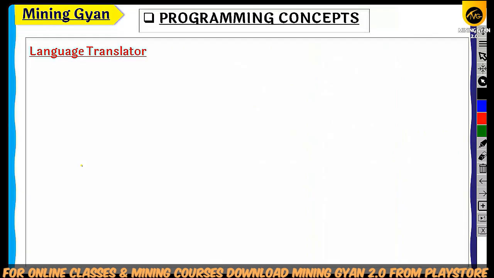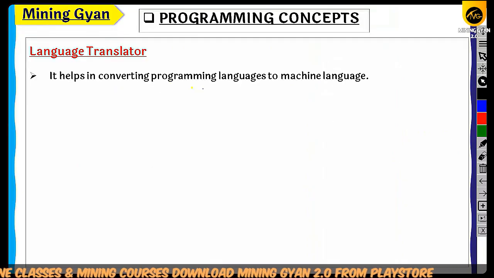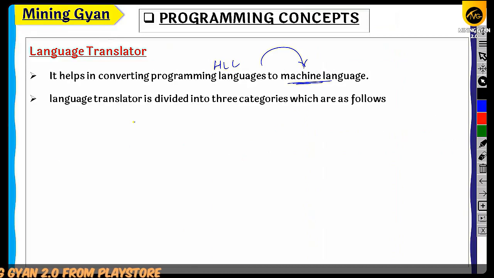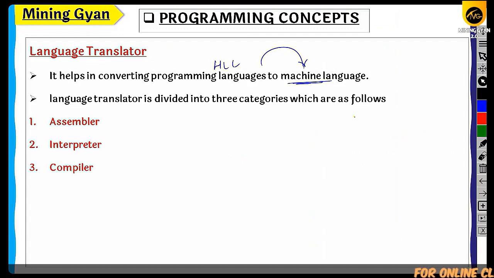Like the language translator, it helps in converting programming languages to machine language. So basically it converts high level language into low level machine language. Language translators are divided into 3 categories, which are as follows. The first one is the assembler, the second one is the interpreter, and the third one is the compiler.